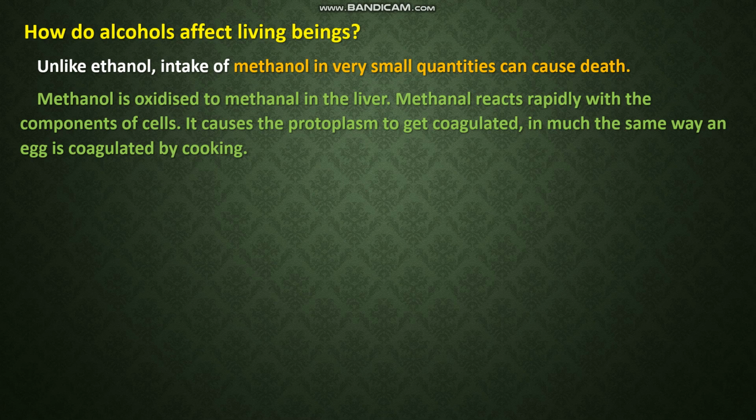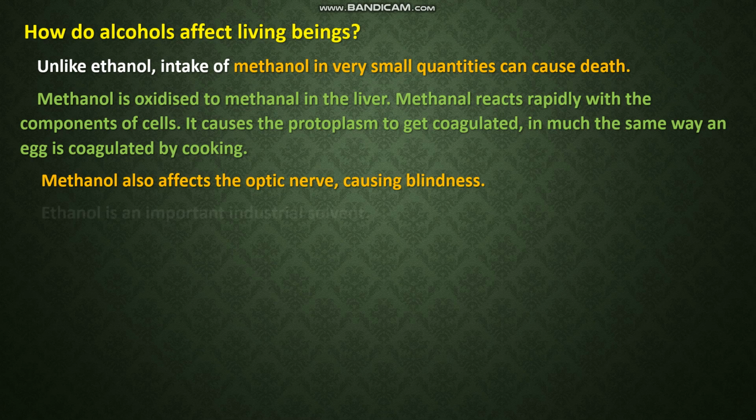methanol, if it is consumed, is oxidized into methanal in the liver. Methanal, how does it affect the cells? The protoplasm in the cell gets coagulated, it thickens. Methanol also affects the optic nerve, causing blindness.